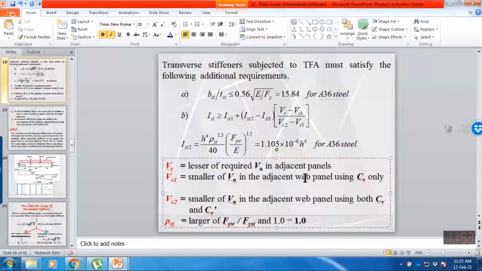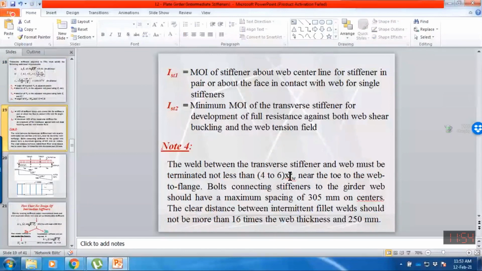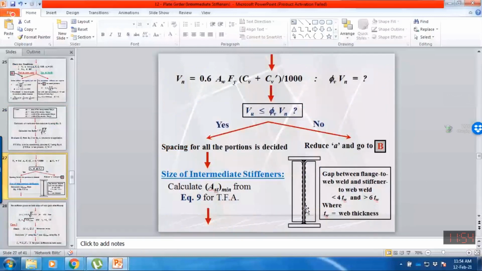And the last thing that we are going to discuss: the weld between transverse stiffener and web must be terminated not less than 4 to 6 times the thickness of the web near the toe of the web to flange weld. So actually, a bearing stiffener is provided throughout from the top flange to the bottom flange.